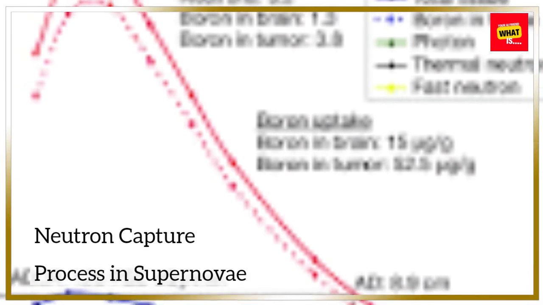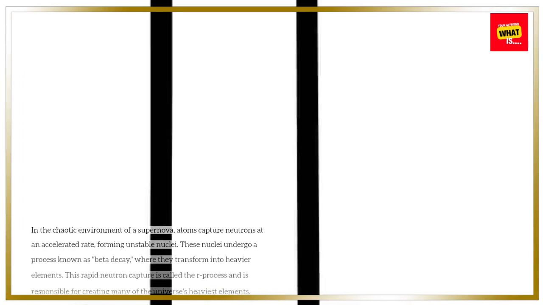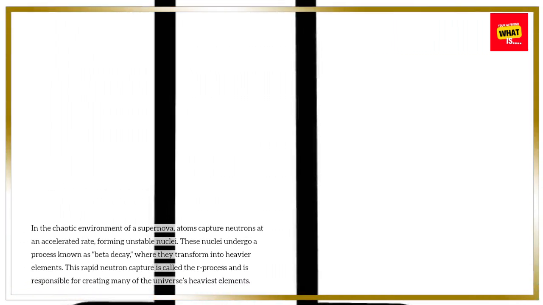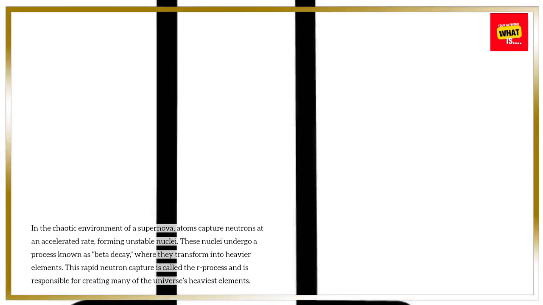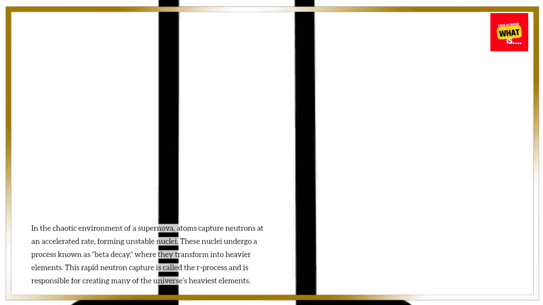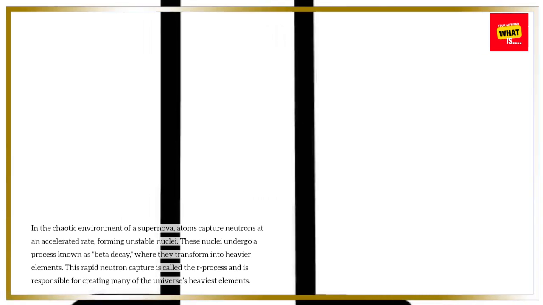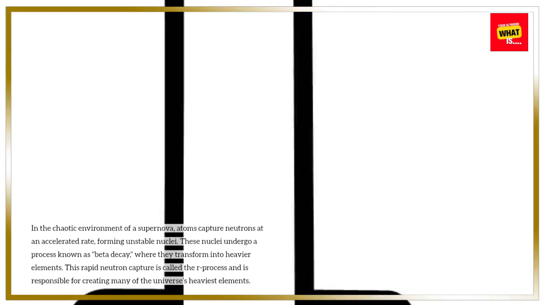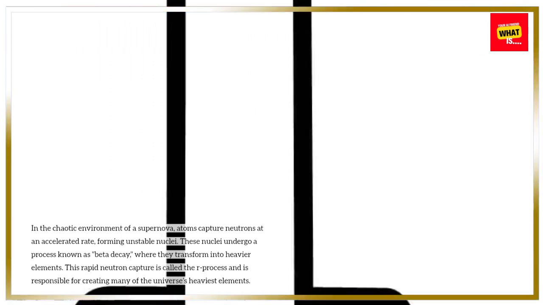Neutron capture process in supernovae. In the chaotic environment of a supernova, atoms capture neutrons at an accelerated rate, forming unstable nuclei. These nuclei undergo a process known as beta decay, where they transform into heavier elements. This rapid neutron capture is called the R process and is responsible for creating many of the universe's heaviest elements.